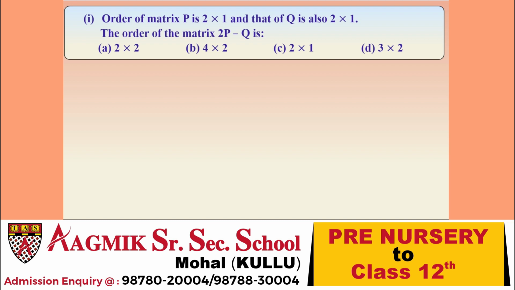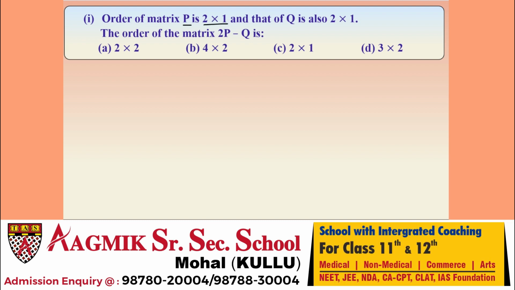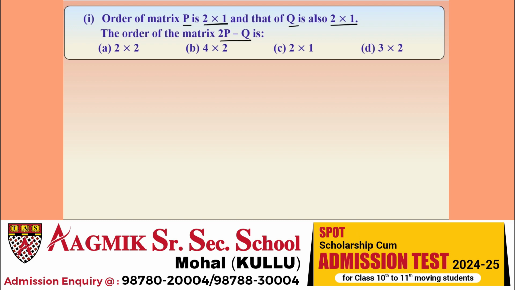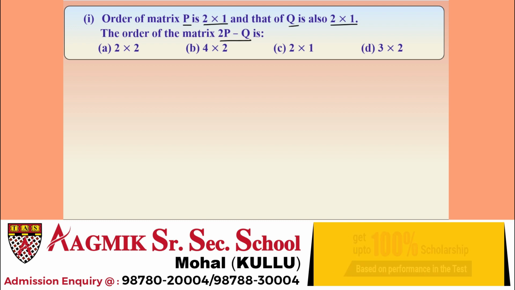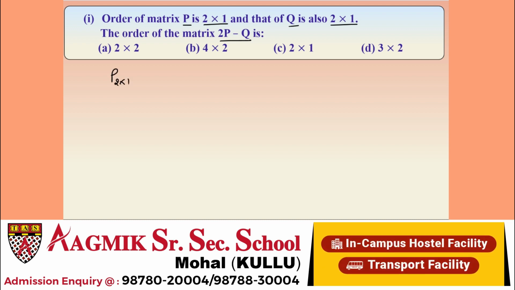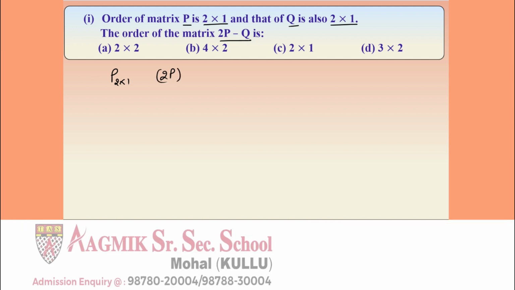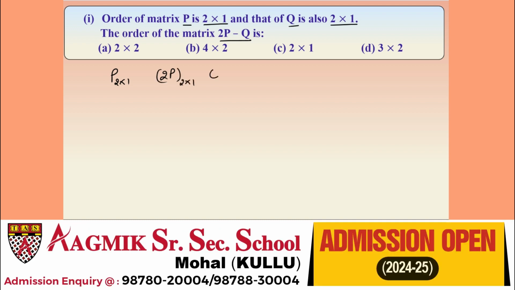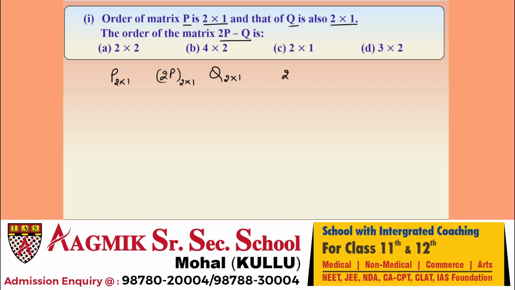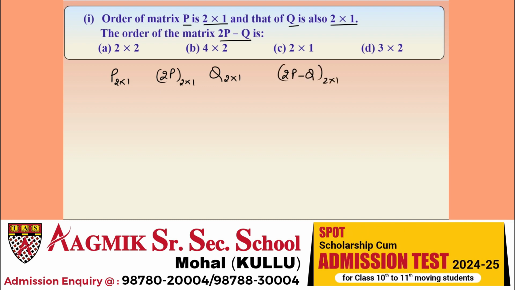First part is that order of a matrix P is 2 cross 1 and that of Q is also 2 cross 1. So we need to find the order of matrix 2P minus Q. अब देखो अगर P का order 2 cross 1 है, so each and every entry is multiplied by 2, so 2P matrix का भी order कितना होगा 2 cross 1. फिर Q का order 2 cross 1 है, तो दो matrices को subtract तभी कर सकते हो जब order same होता है और resulting matrix 2P minus Q का order भी वही होगा, that is 2 cross 1. So that means C option is correct.